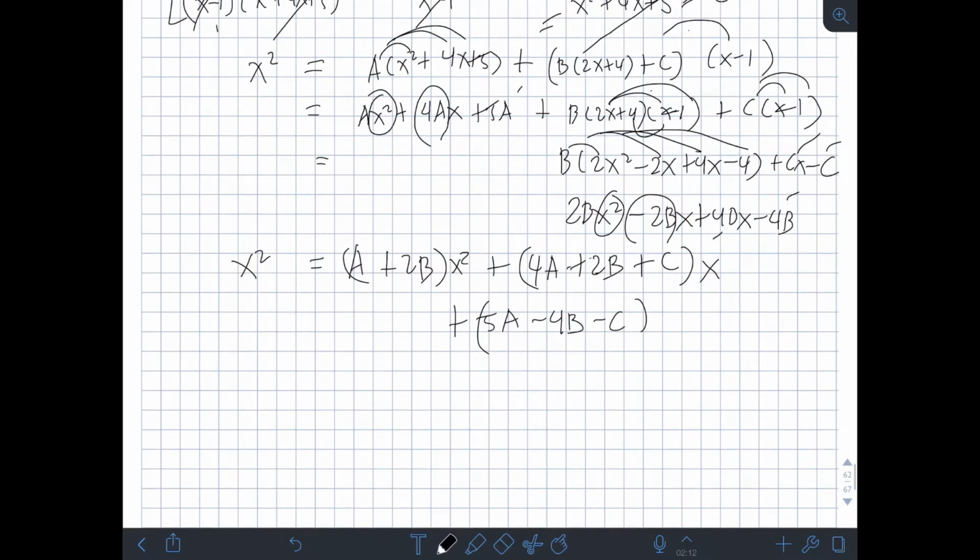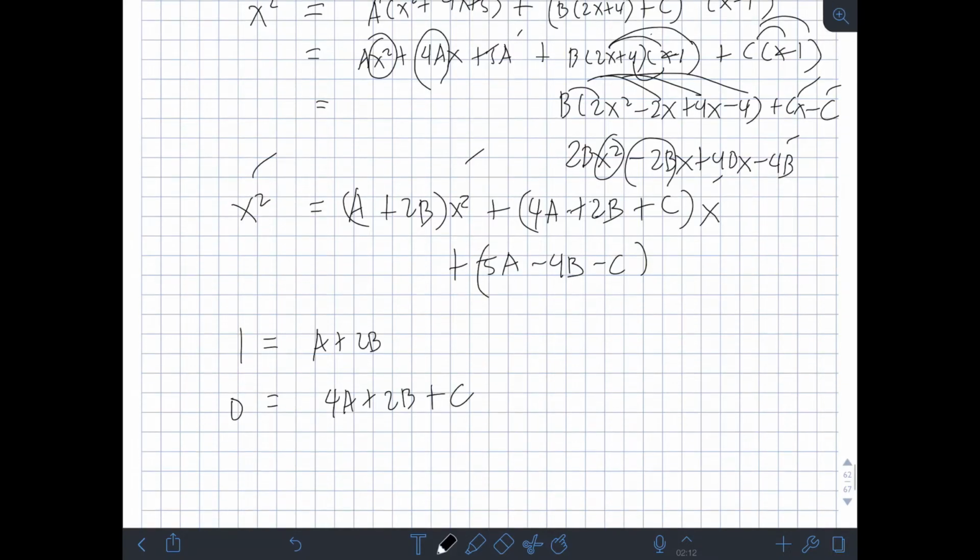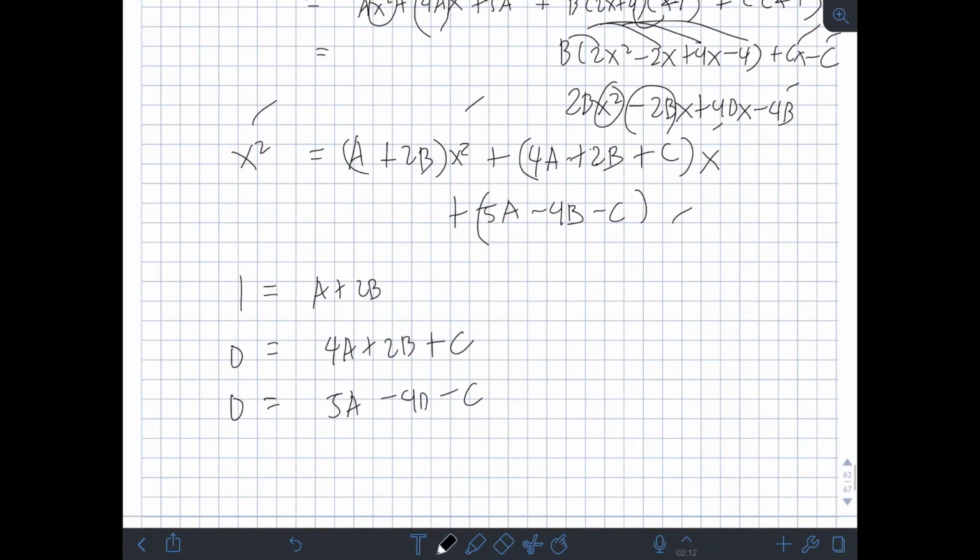So, equate natin yung coefficients. So, dun muna tayo sa x squared. So, sa left, we have 1. Sa right, we have a plus 2b. Sa x, so sa left, wala. So, 0 equals sa right, 4a plus 2b plus c. Okay? And then, sa constant, we have 0 sa left. Sa right, 5a minus 4b minus c. So, we have 3 equations in 3 unknowns. Solve natin si a, b, at c.